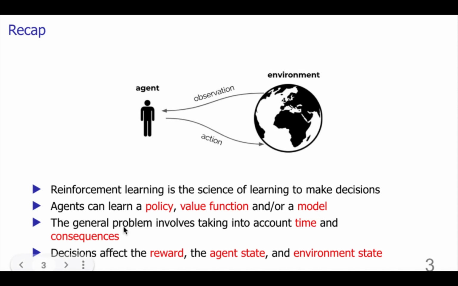The other one is that for every action there is a consequence, and this consequence is distributed in general over time. So the consequence of an action at time t might be different from the consequence of the same action at a different time, like t plus one. So for every action there is a consequence. Every decision, every policy affects the reward. The consequence is there, and it also affects the agent state and the environment state.